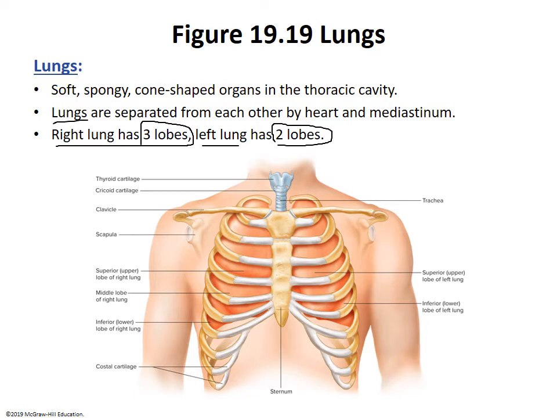And again, the heart is in the mediastinum. So again, remember the main thing on this is to know, I think that everybody here is going to know that the lungs are in the thoracic cavity and the heart's in the middle of it. But the big thing here is to understand that the right lung has 3 lobes and the left lung only has 2.